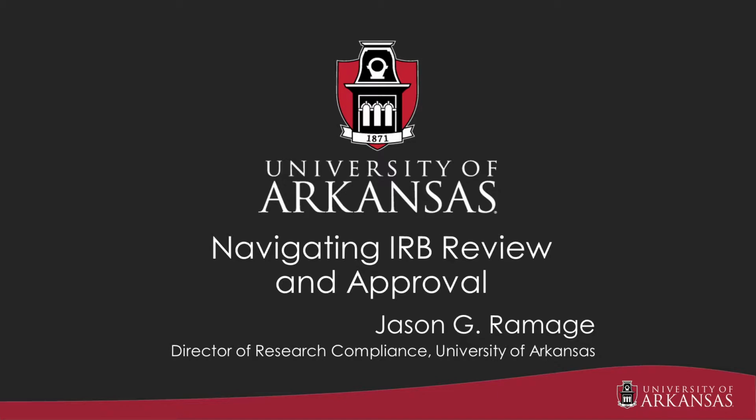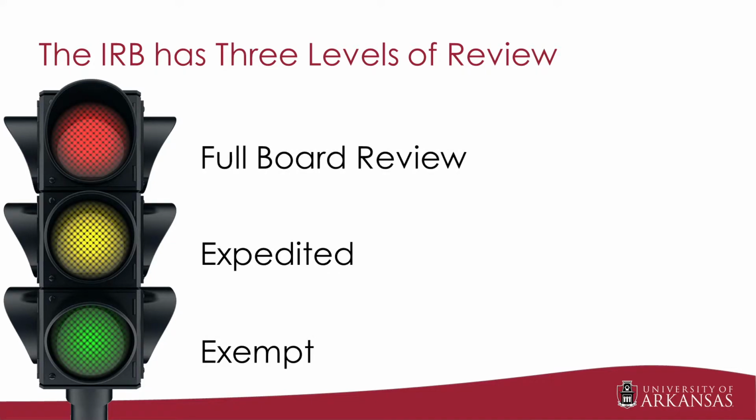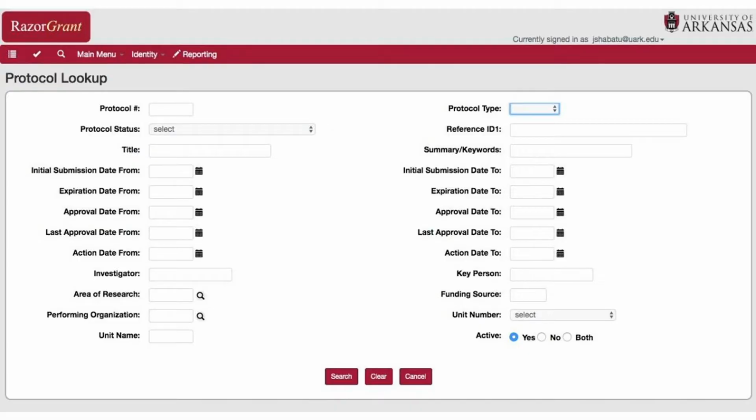If you are not sure if your project qualifies as human subjects research, please go back and watch the first video in this series. To begin, you should know the IRB has three levels of review: exempt, expedited, and full board review. When you submit your proposal through Razor Grant, you can select the type of review that you think your project will qualify for. Upon review of your proposal, the IRB coordinator will make the final determination.